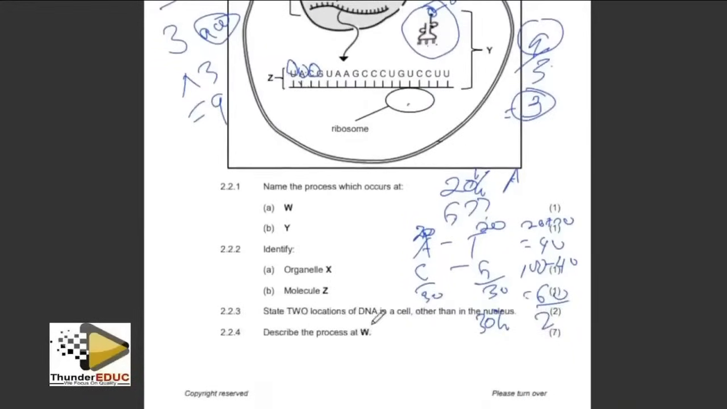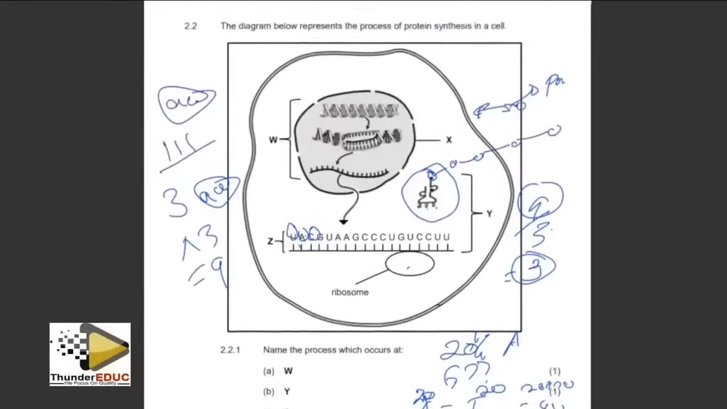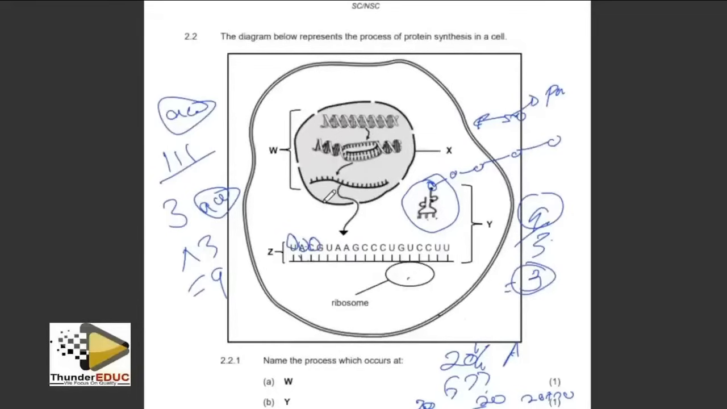State 2 locations of DNA in the cell other than the nucleus. So you have to talk about number 1, mitochondria, and chloroplast. Yes, mitochondria and chloroplast. Describe process W. We don't have any other process occurring in the nucleus except transcription, so you have to describe transcription.